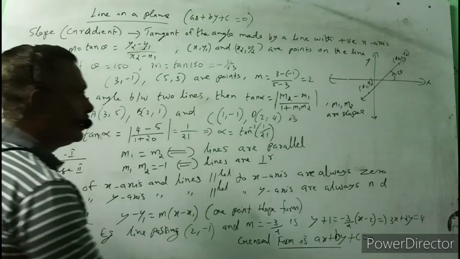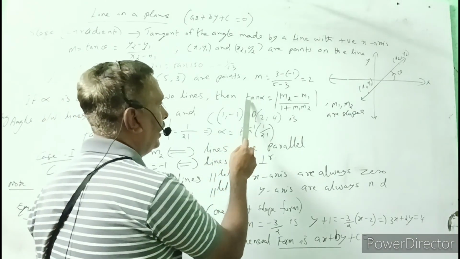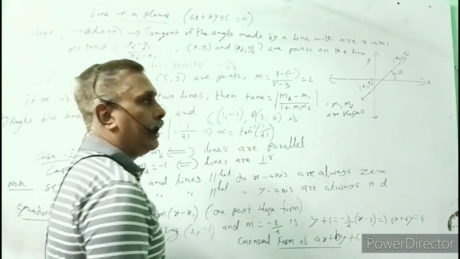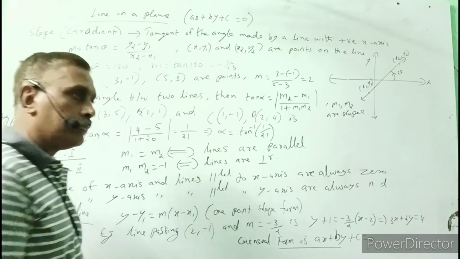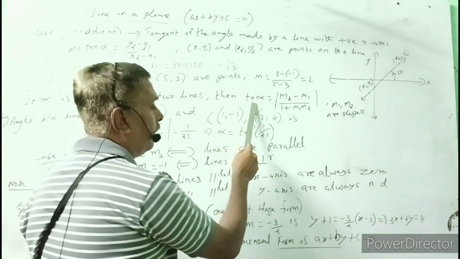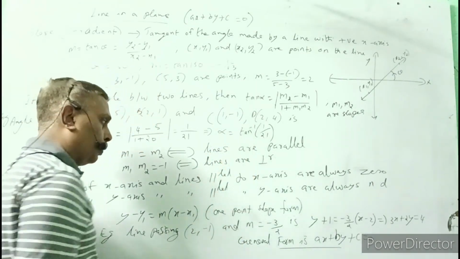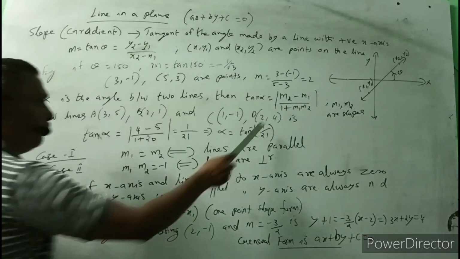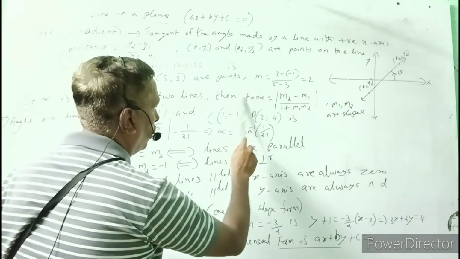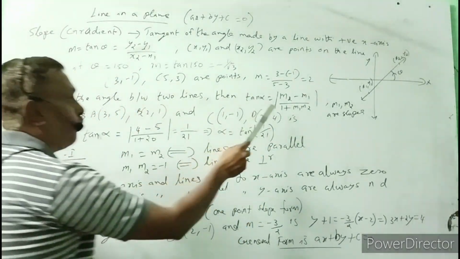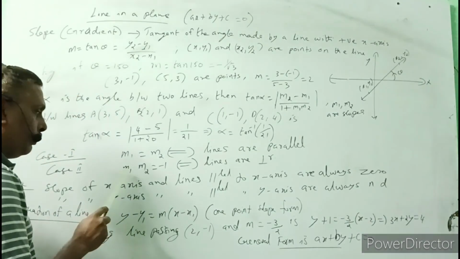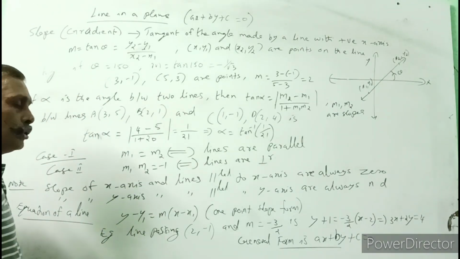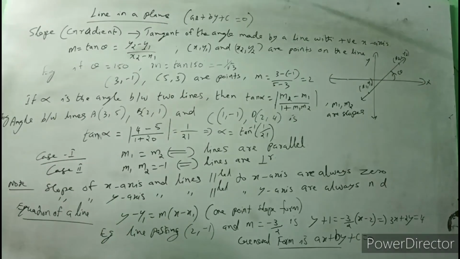Similarly, if this alpha is 90 degrees, meaning the angle between the two lines is 90 degrees, or the lines are perpendicular, then tan 90 will be not defined. So if you write not defined here and cross multiply, you will get 1 plus m1 m2 is equal to 0. You will get m1 into m2 is equal to minus 1. That is how it is written here.